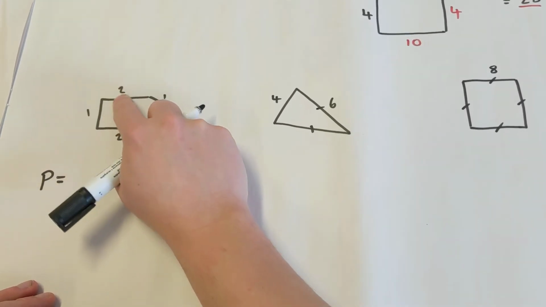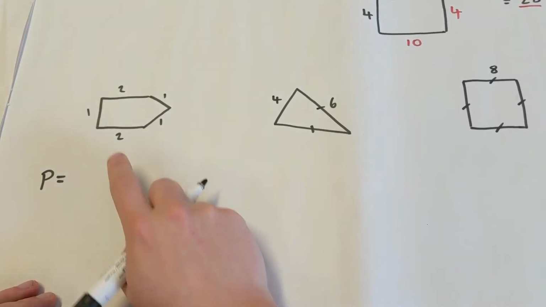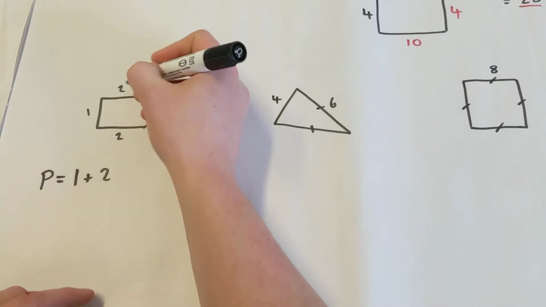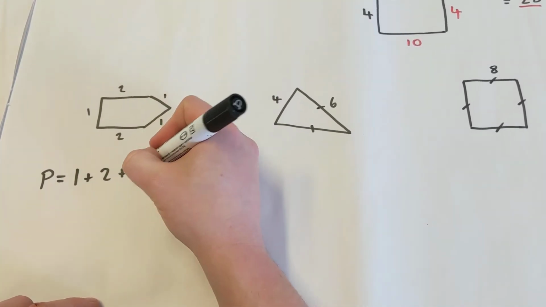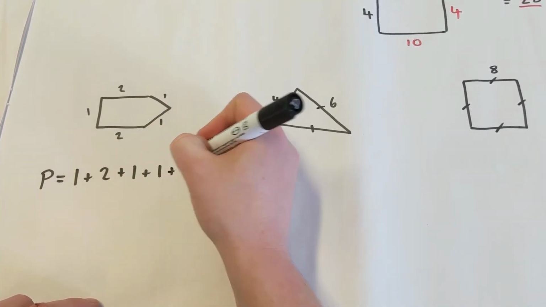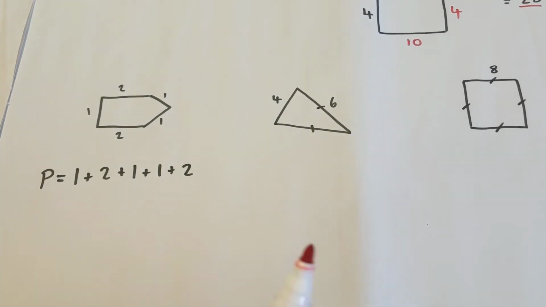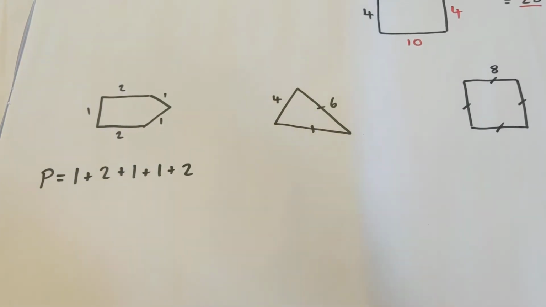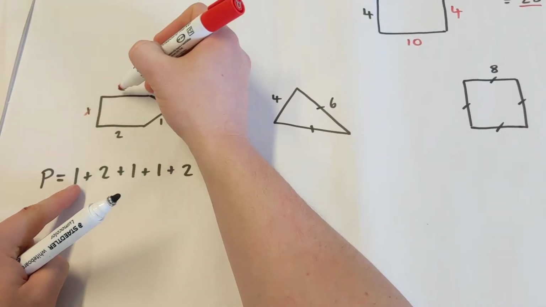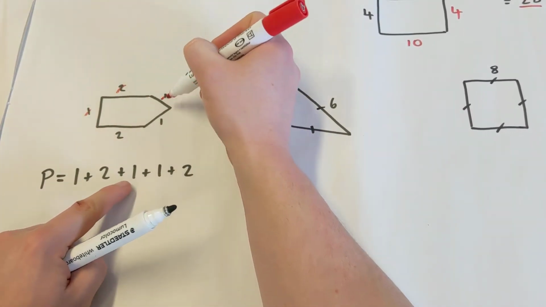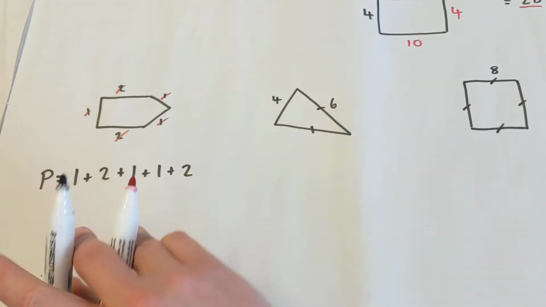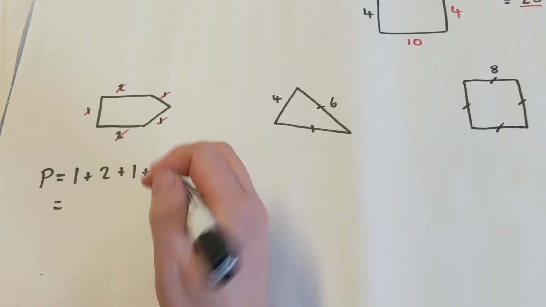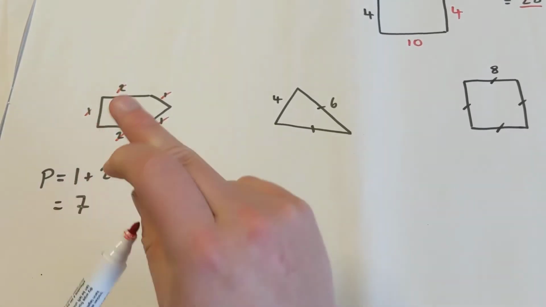Now, we've got 5 sides to this shape, so our perimeter is just all of them added up. It's 1 plus 2 plus 1 plus 1 plus 2. If you want to, you can go round and sort of cross them off as you go, so you make sure you don't forget any or do any twice. So it was 1 plus 2 plus 1 plus 1 plus 2. Add those all together, and that's going to give us 3, 5, 7.